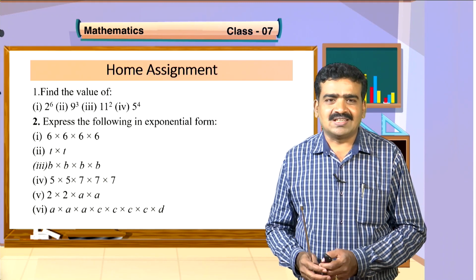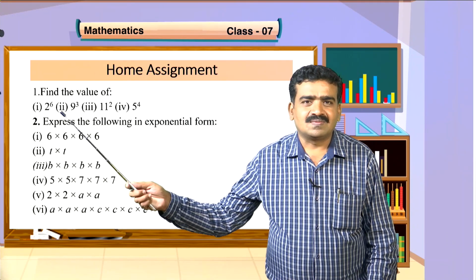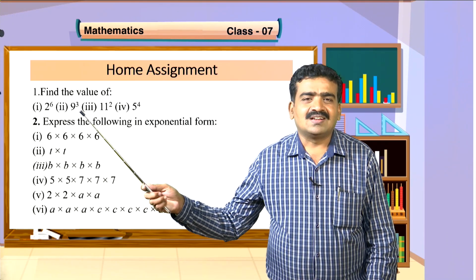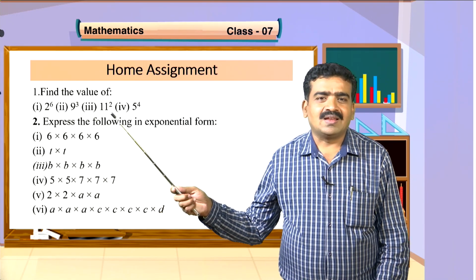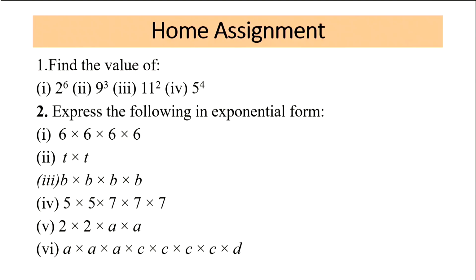The first question is, find the value of 2 to the power of 6, 9 cubed, 11 square and 5 to the power of 4. The second question is, express the following in exponential form. You have 6 different questions.